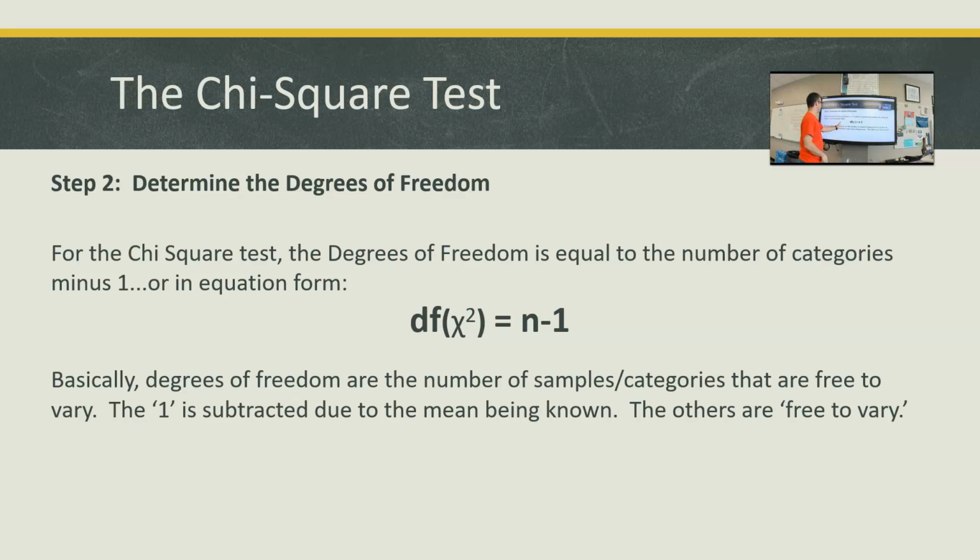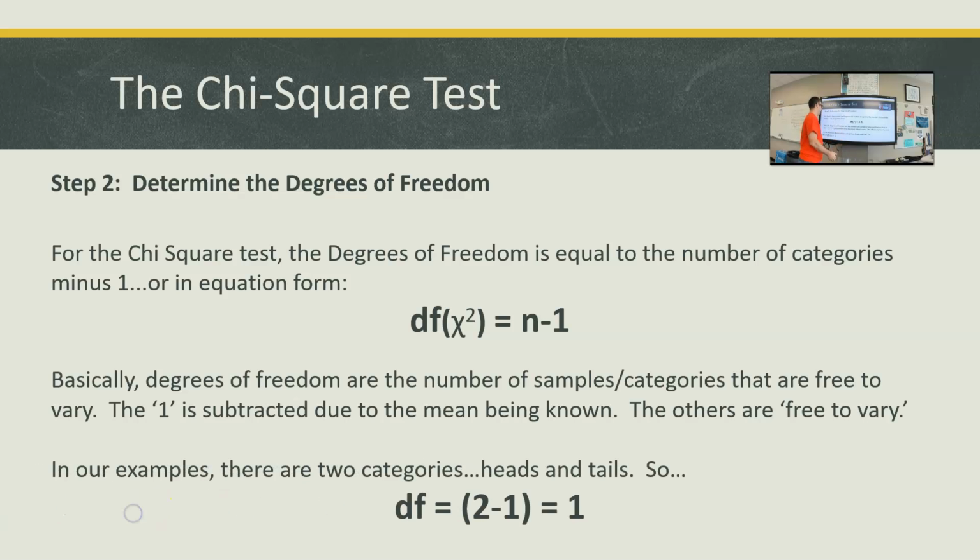Basically, the degrees of freedom are the number of samples or categories that are free to vary. The 1 is subtracted due to the mean being known. You know the mean of the values. The other values are free to vary. In this case, 2 minus 1 is 1, so you have 1 degree of freedom.